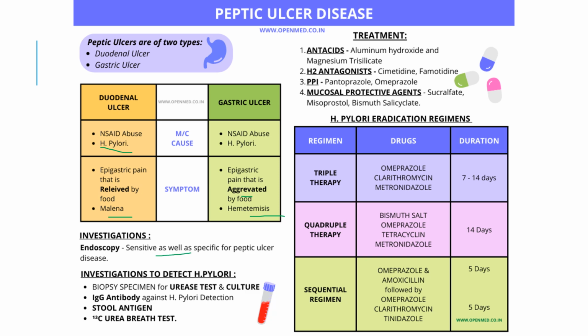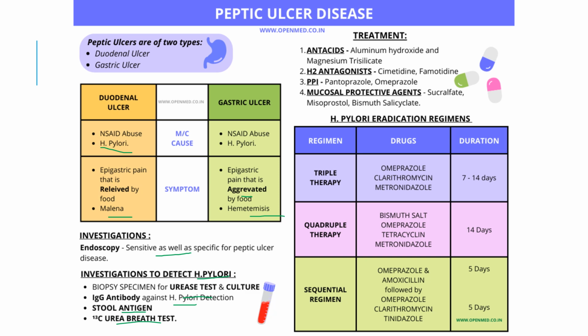Investigation is endoscopy. It is specific as well as sensitive. For peptic ulcer disease, you have to do H. pylori eradication with the regimens. So you have to understand if they are positive for H. pylori or not. For that, you can do a biopsy specimen for urease test and culture. You can do an IgG antibody against H. pylori. You can do a stool antigen or urea breath test. Urea breath test is what is routinely done in surveillance tests.